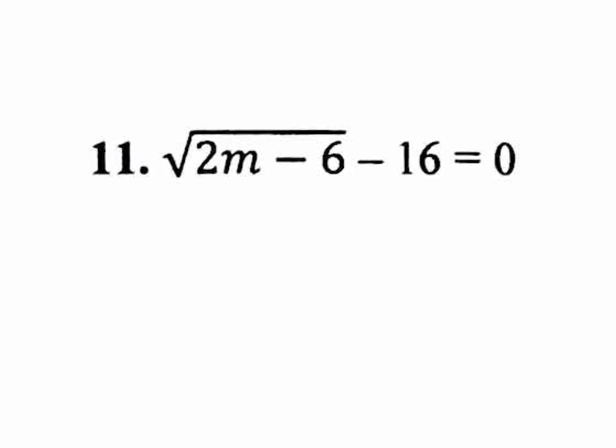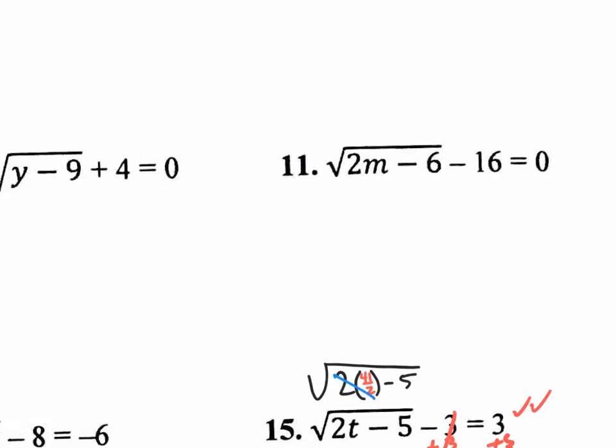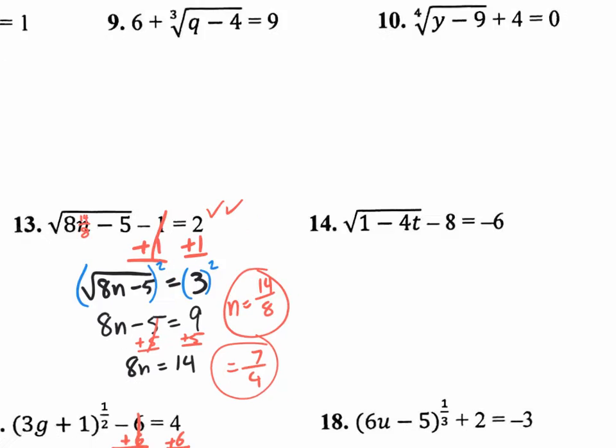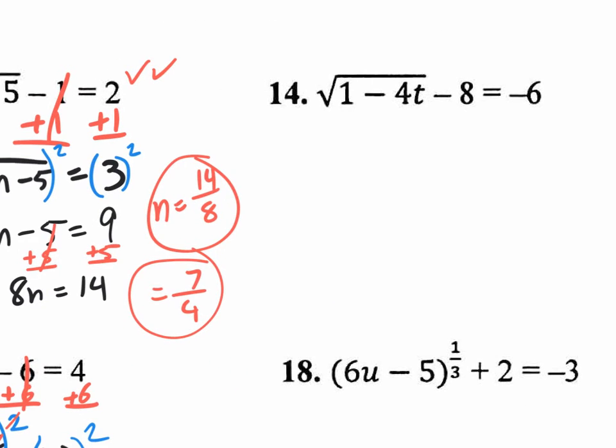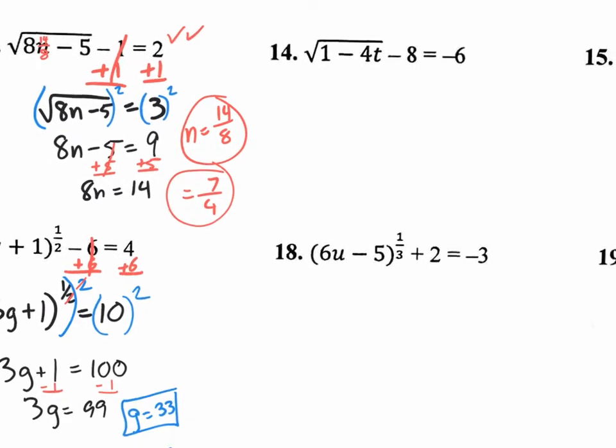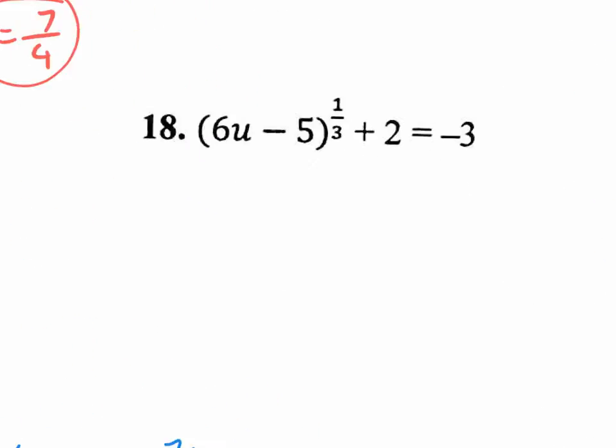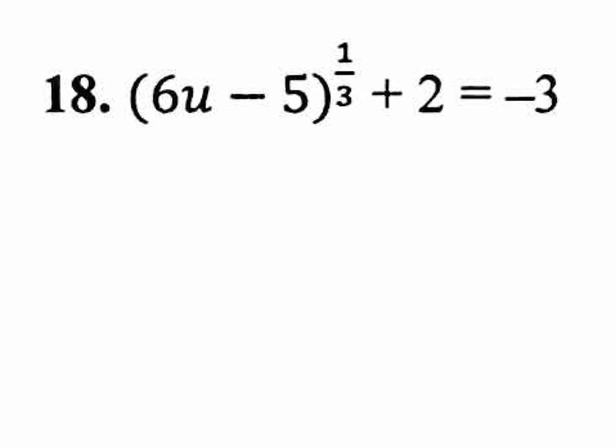Number 11, what do I have to do to isolate? Add 16, that's right. Number 14, what do I have to do to isolate? Add 8. So you guys understand, right? Now, this is a good one. You know what, I didn't explain it.